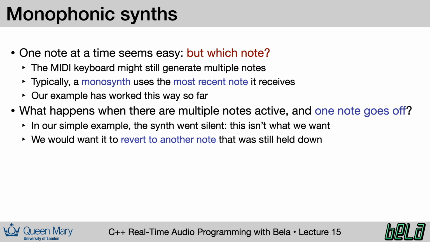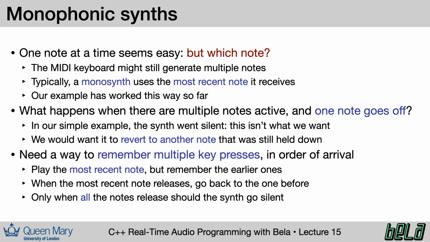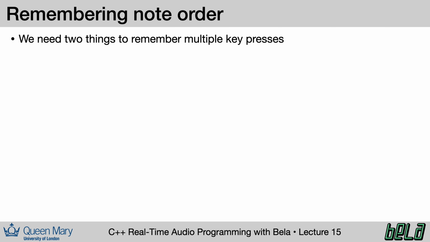What we actually want is for the synth to revert to an earlier note that's still being held down. The problem here is that we need to remember not only the most recent key that's been pressed, but all the key presses that are currently active in order of arrival. By doing this, when the most recent note goes off, then we can go back to whatever the most recent one before that was, and then only when all the notes have released should the synth go silent. How do we do this?